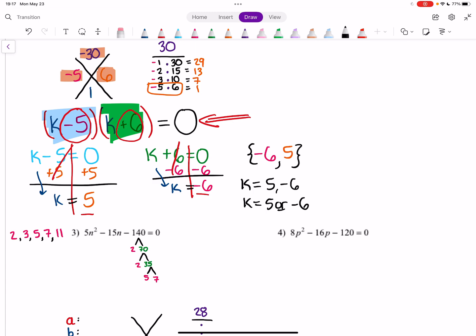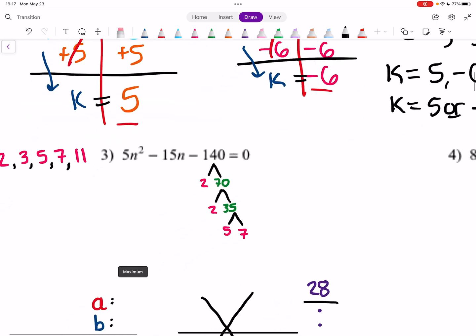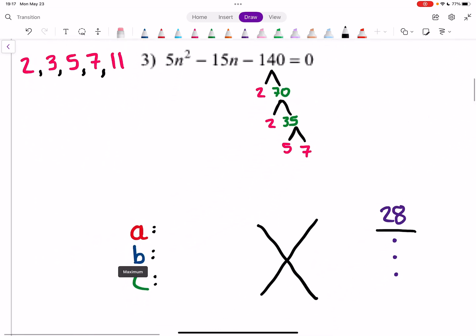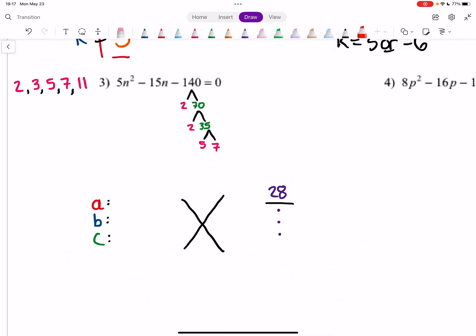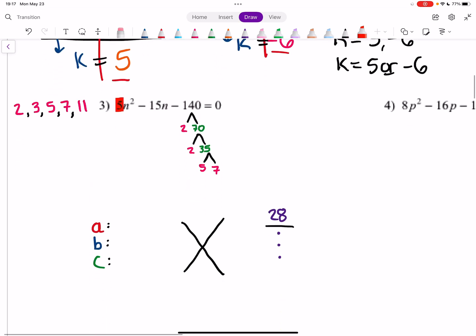Now let's take a look at an example where we have a greatest common factor. Because that's always the first thing you should do, is check for greatest common factor, especially if that a value in the front does not equal 1. You always want to try to make it equal 1, because then you can just use the x problem and avoid having to do the box.